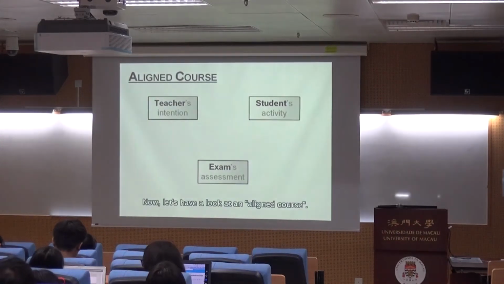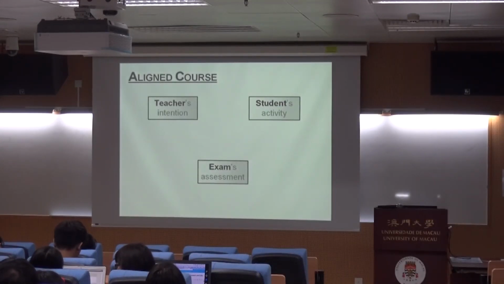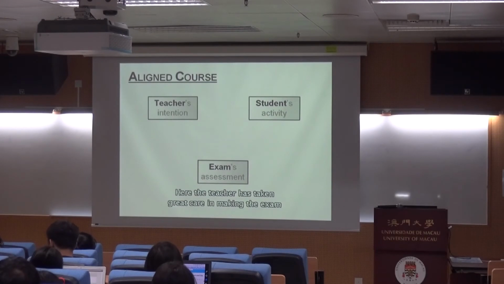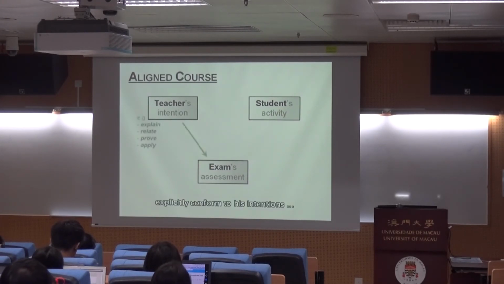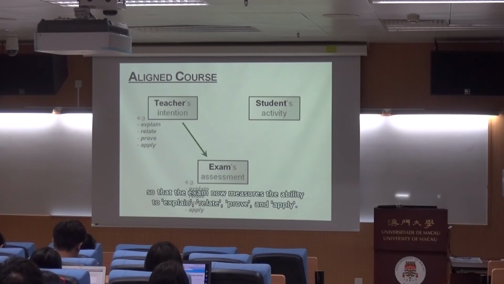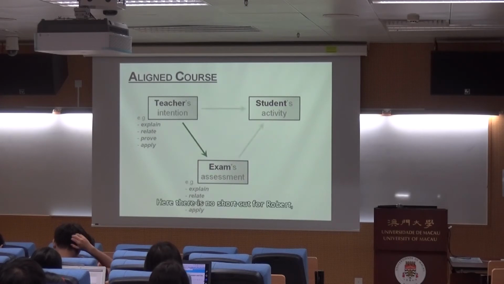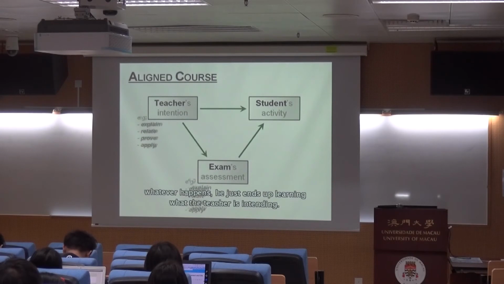Now let's have a look at an aligned course. Here the teacher has taken great care in making the exam explicitly conform to his intentions, so that the exam now measures the ability to explain, relate, prove, and apply. Here there is no shortcut for Robert. Whatever happens, he just ends up learning what the teacher is intending.